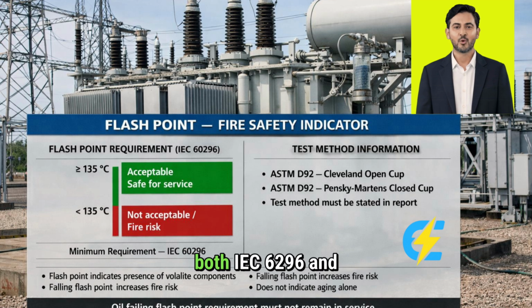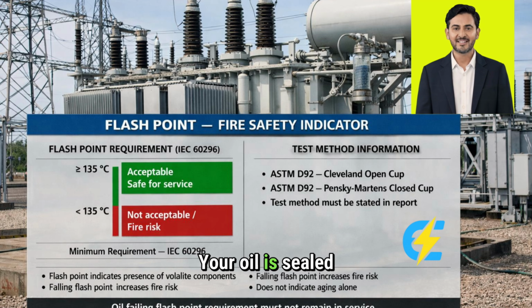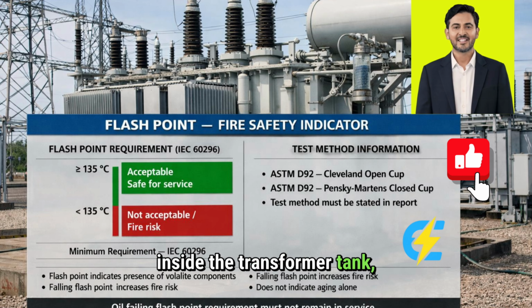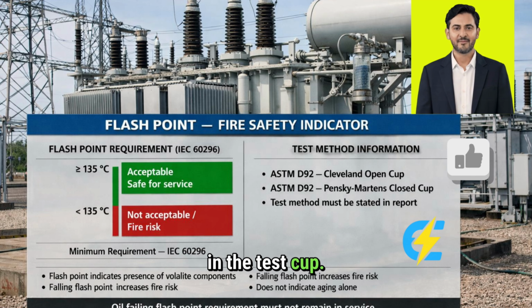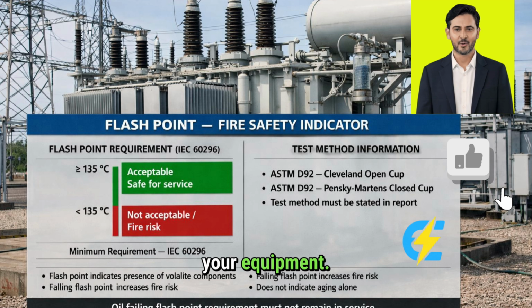The test we use is called ASTM D93, also known as the Pensky-Martens closed cup method. This is referenced in both IEC 60296 and IEC 60422 standards. We use the closed cup method because it best represents real transformer conditions. Your oil is sealed inside the transformer tank, just like it's sealed in the test cup. This gives us the most accurate picture of what's actually happening inside your equipment.